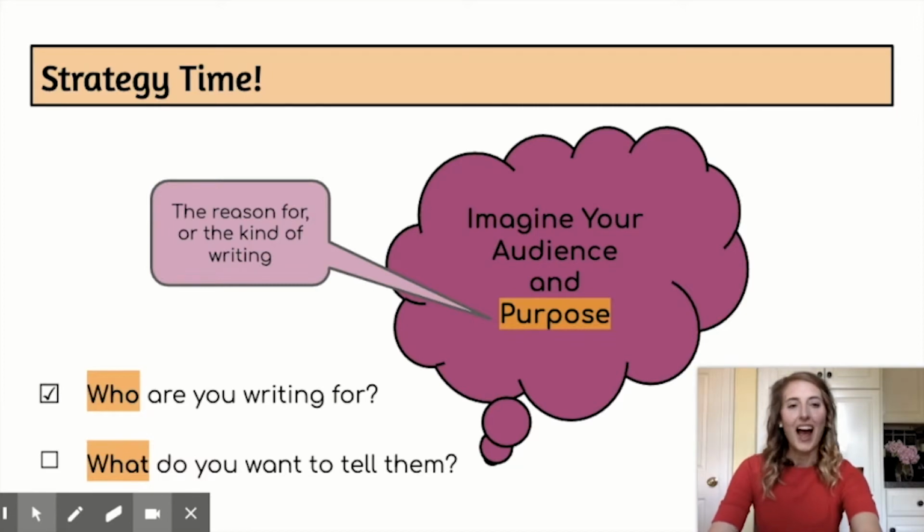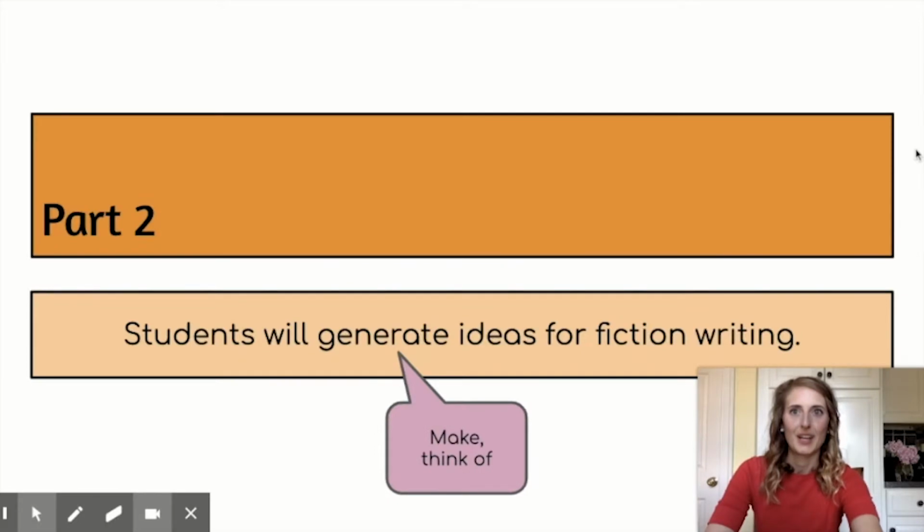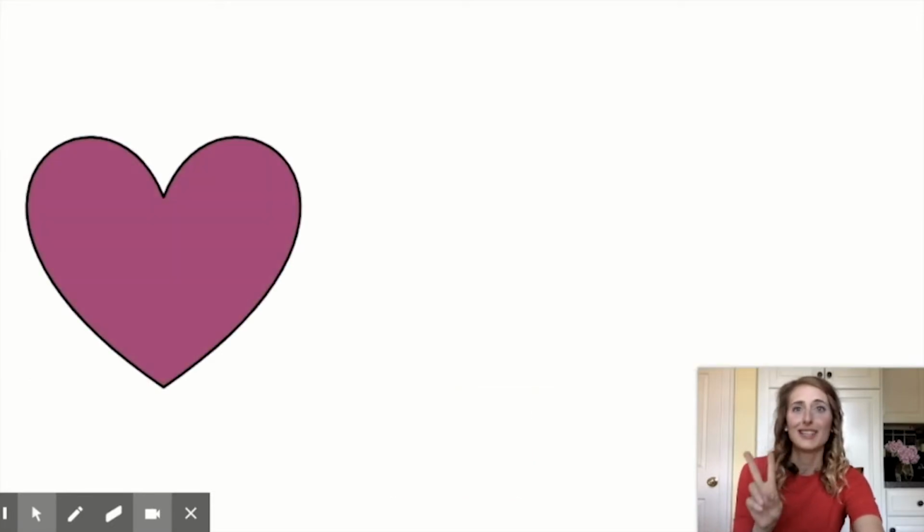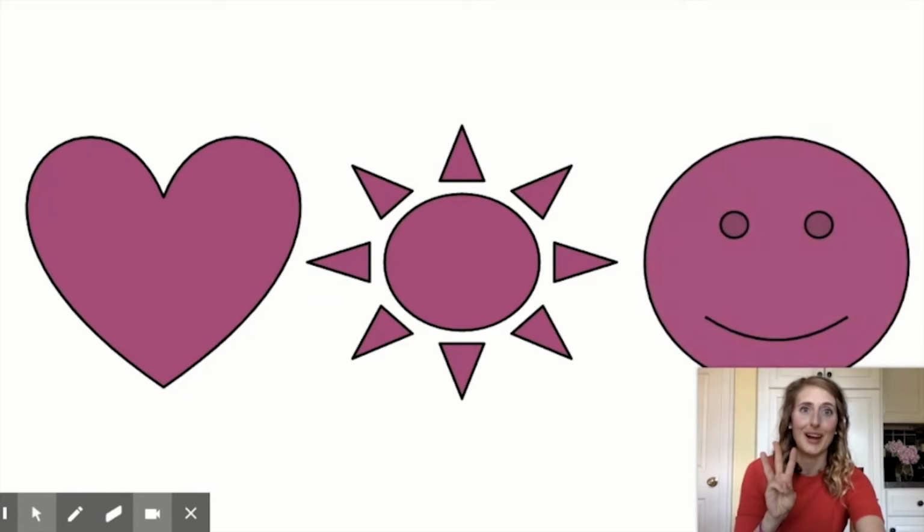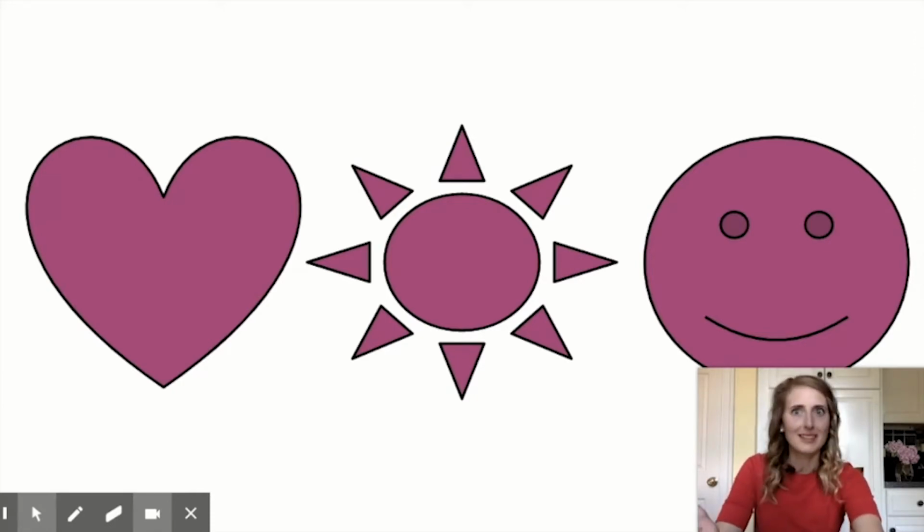Just kidding. I know we need ideas for our stories. That takes us to part 2. Generate ideas for fiction writing. We need to make or think of some ideas. I'm going to show you not 1, not 2, but 3 strategies for getting ideas. And you might be thinking, heart, sun, smiley face? That makes no sense. But let me explain.